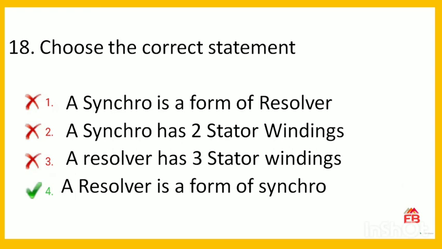Next is, choose the correct statement. Let us see these statements. A synchro is a form of resolver. A synchro has 2 stator windings. A resolver has 3 stator windings. A resolver is a form of synchro. So the correct option is option 4. A resolver is a form of synchro, not a synchro is a form of resolver. So option 4 is correct.